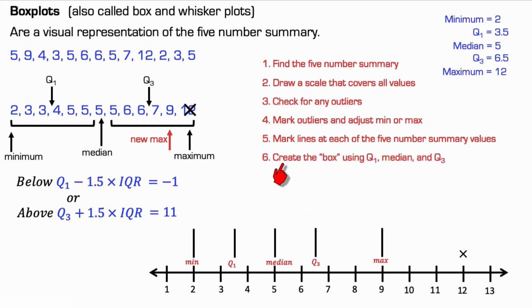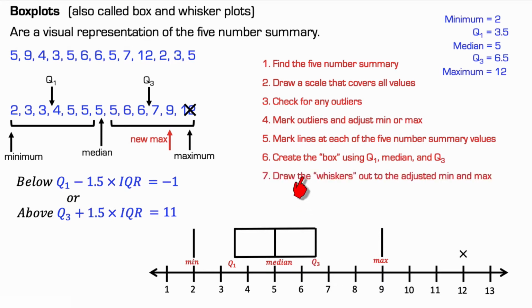Nearly finished. I'm going to create the box using the Q1, median, and Q3. So that's these 3 lines here. My Q1, median, and Q3. I'm just simply going to make a box by adding top and bottoms to that. That's the box part of my box and whisker plot. The whiskers are drawn out from the box to the maximum and the minimum. So I'm just going to take lines and draw them out, and these bits represent my whiskers of my box and whisker plot, or my box plot. And that's it, you're done. You've drawn the box plot for this set of data that we started with.